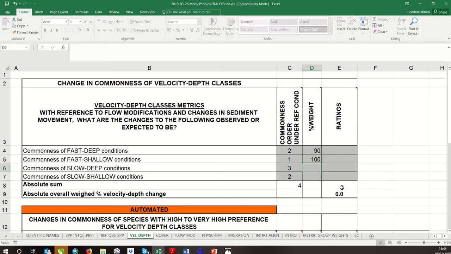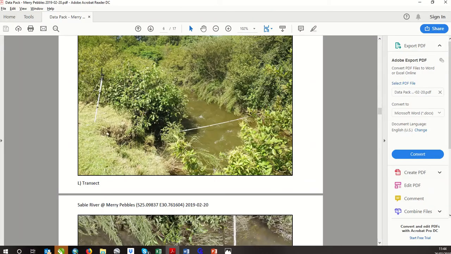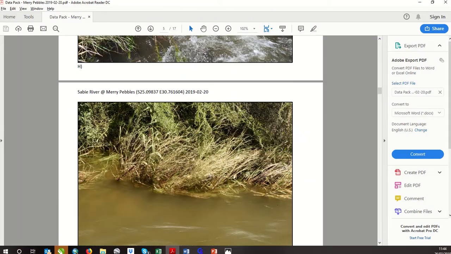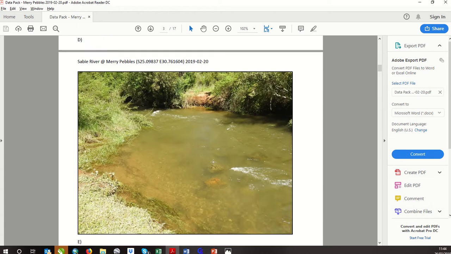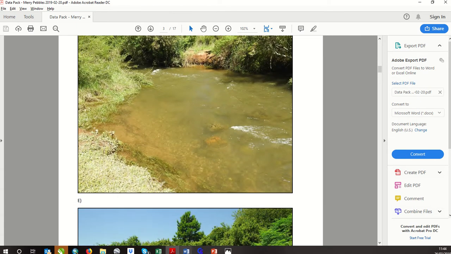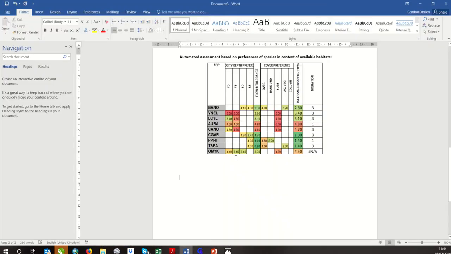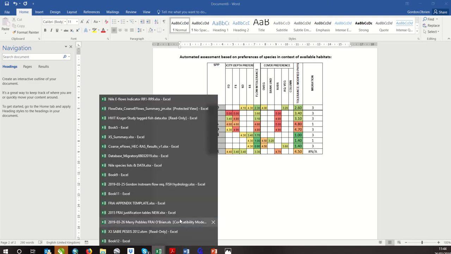Okay, then slow deep conditions. How common are slow deep conditions in our study area naturally? They are rare. They don't occur there very often at all. And in terms of the species that require those habitats, we do have species that have a high preference for slow deep. But I'm just suggesting that on that reach, those habitats occur somewhere else, and we did not sample them in our assessment.